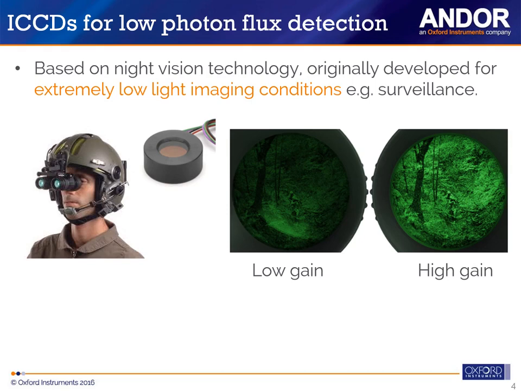So first of all, ICCDs are based on a particular element called an image intensifier. Image intensifiers are used for night vision technology, for the likes of night vision goggles, as illustrated here. And they have the ability to detect extremely low light levels down to single photon.